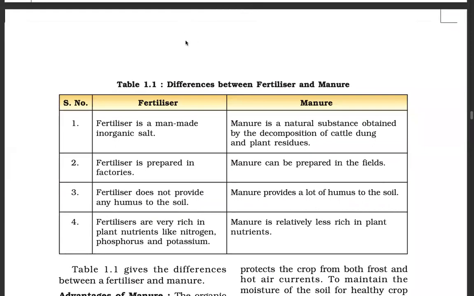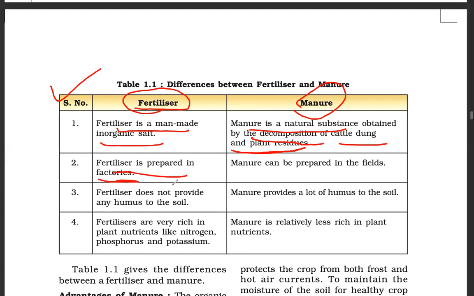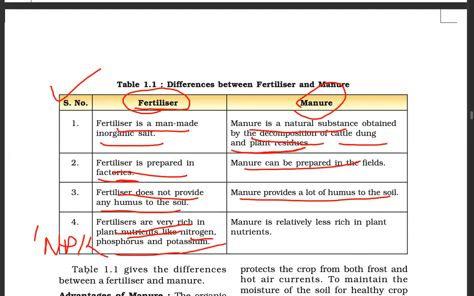Okay, this is important. So as I told you, we are going to read the difference between fertilizers and manure. Fertilizer is a man-made inorganic salt. Manure is a natural substance obtained by the decomposition of cattle and plant residues. Fertilizers are prepared in factories. Manure can be prepared in fields. Fertilizers do not provide any humus to the soil, and manure provides a lot of humus to the soil. Fertilizers are very rich in plant nutrients like nitrogen, phosphorus, and potassium. This is called NPK, right? Manure is relatively less rich in plant nutrients.